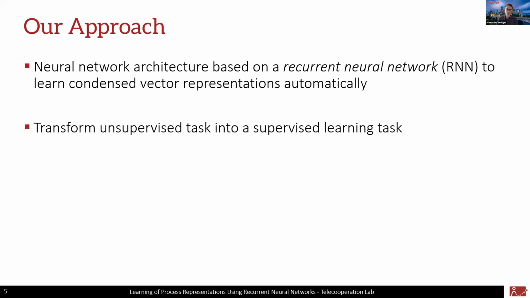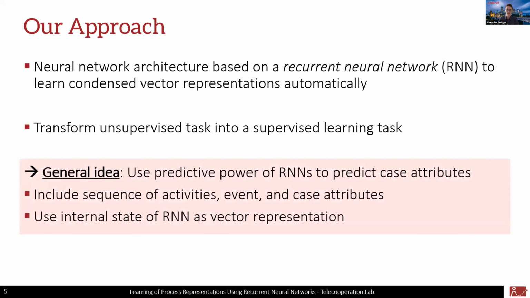However, a recurrent neural network performs best if you use its predictive power, whereas representation learning does not necessarily have a supervised learning task where you have an explicit target output that you want to learn from your neural network. So what we did is we transformed the idea of representation learning into a supervised learning task. The idea is really to make use of this predictive power of the recurrent neural network. We use the sequence of activities with its event attributes to predict the case attributes of our event log. And when we do this, we can actually use the internal state of our recurrent neural network as the vector representation. So let me show you how this really looks.